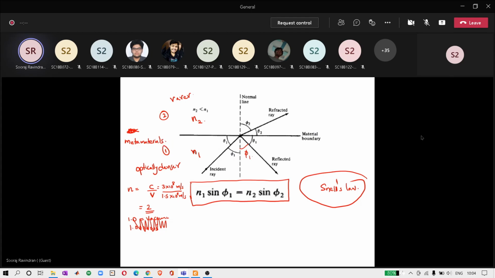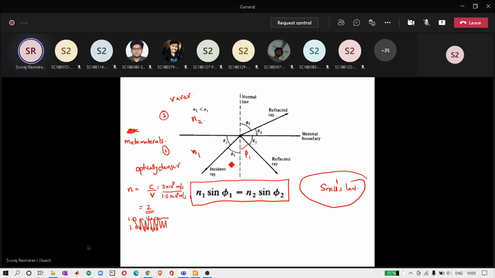These are artificially created. These are created by humans. You don't find these kinds of materials in nature, but artificially you can create materials where the refractive index turns out to be negative.